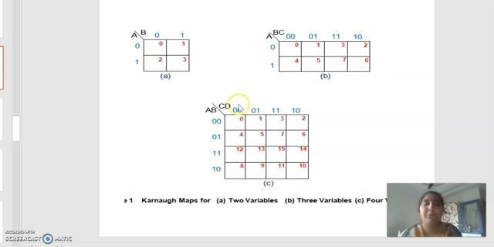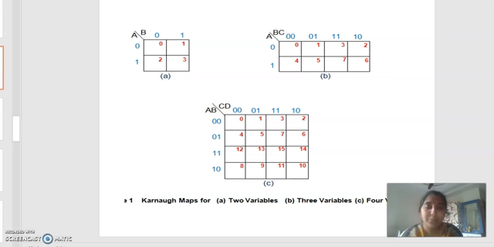Similarly, we can draw the 4 variable K-map. Within the 4 variable K-map, we consider 2 variables as the row variables and 2 variables as the column variables. For the row variables, the combinations are 0 0, 0 1, 1 1, 1 0. And for the column variables, the combinations are also 0 0, 0 1, 1 1, 1 0. So the squares represent 0, 1, 3, 2, then 4, 5, 7, 6. The next order is 8, 9, 11, 10. Then we go for 12, 13, 15, 14.